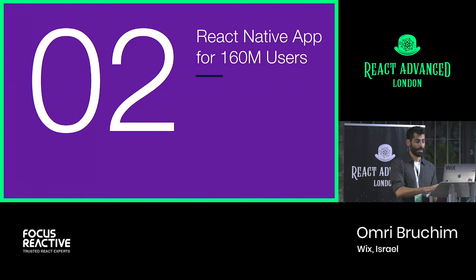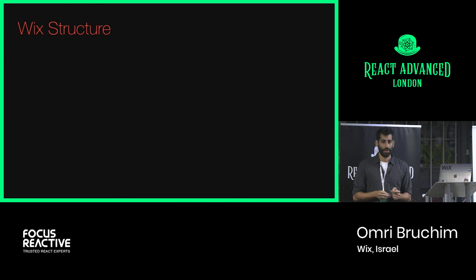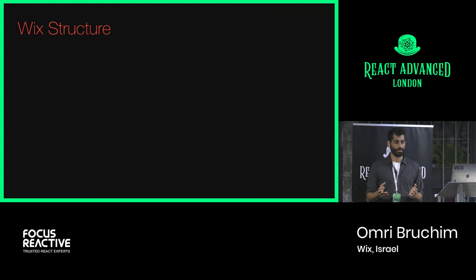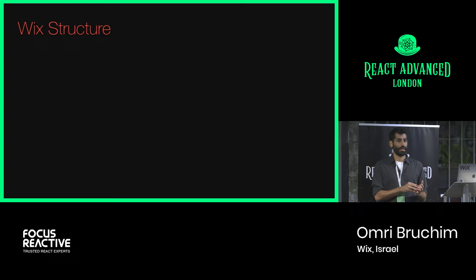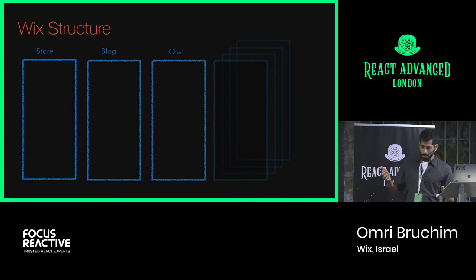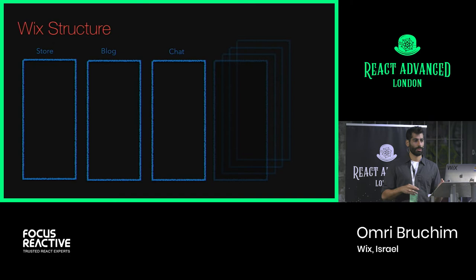When you design an architecture, it should fit your organization structure. In Wix, we divided into such entities, not so different from other companies. We just call them companies. You can think of a company as a small isolated team that works like a startup in 2 weeks. We have the Wix store, the Wix blog, the Wix chat. Each one of them has its own developer, product manager, and UI.